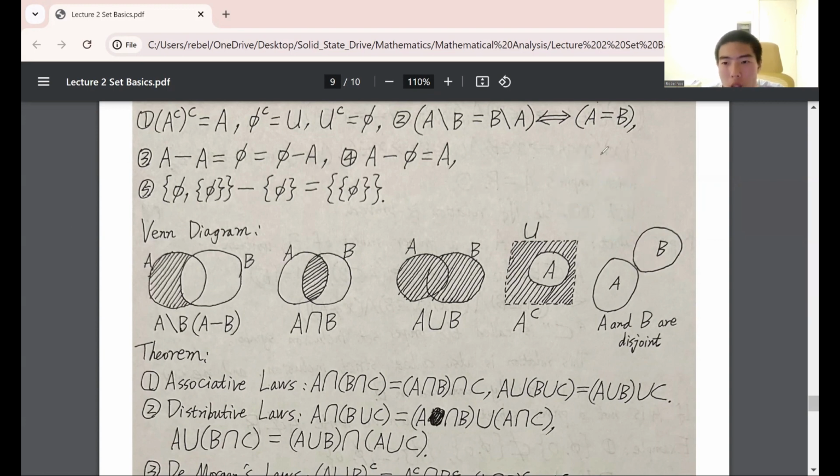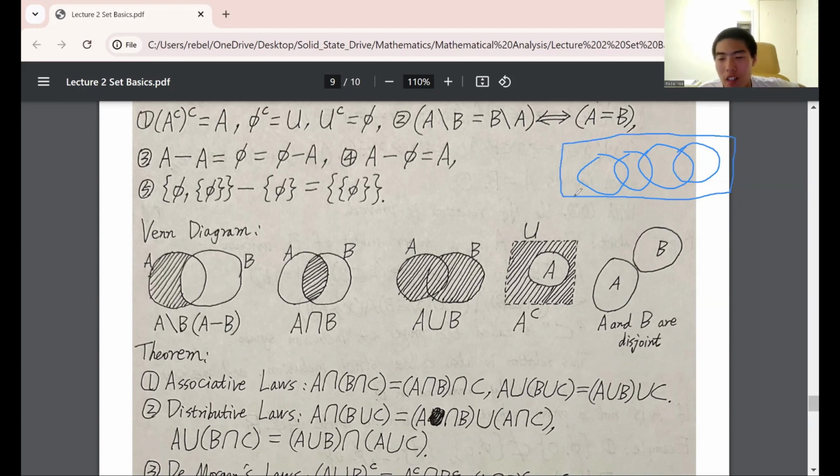It might look like this one, or maybe four. So this is a disjoint set of four, but it's not pairwise disjoint, because you cannot find a common element that belongs to all of the four sets, but for each two, you can always find a common one. So it's not pairwise disjoint.